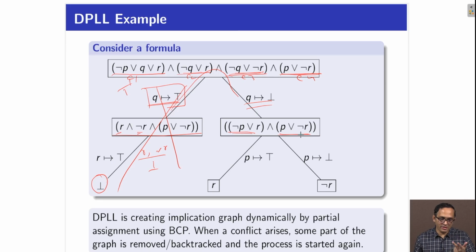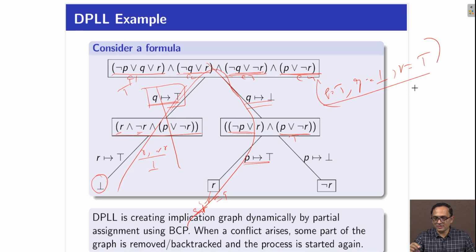Then I will take a decision about another variable. This time I take, say, P equal to true. If I put P equal to true, this becomes true, this becomes R. Now if I put R equal to true, I will get satisfiable. So, this is the assignment where P equal to true, Q equal to false, R equal to true is the satisfactory instance under which this formula is true.